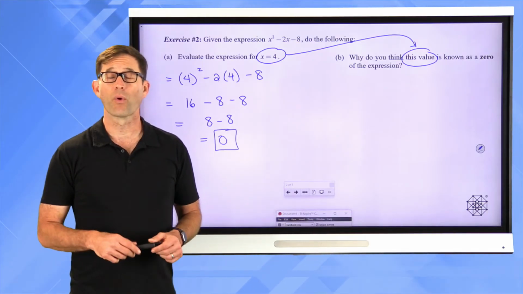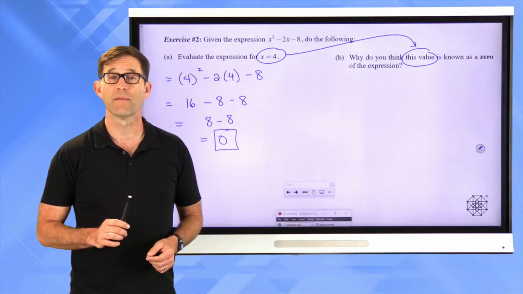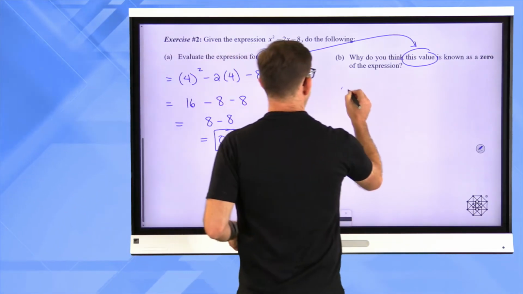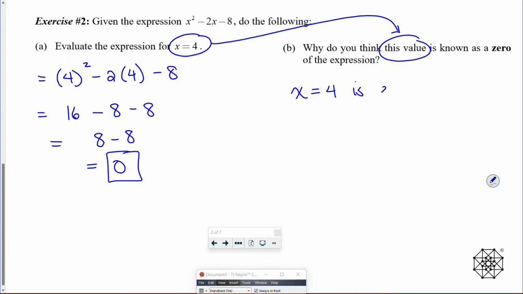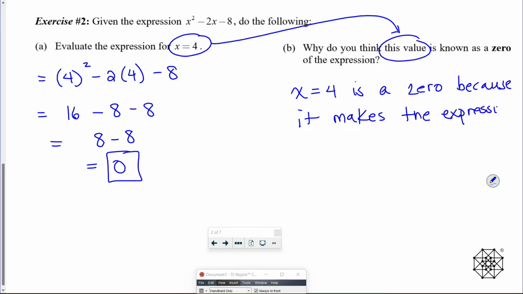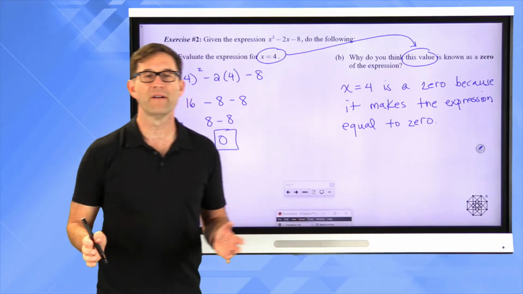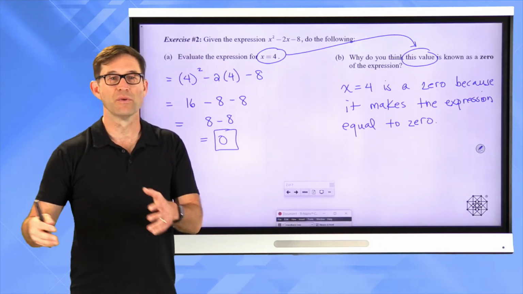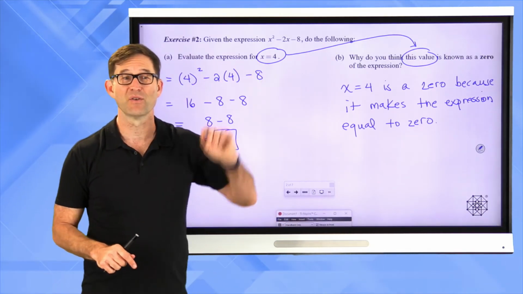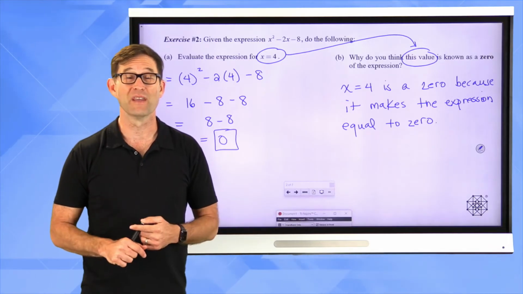Zeros of an expression are very important, all right? And we'll get into their technical definition in a moment, but hopefully you said x equals 4 is a 0 because it makes the expression equal to 0. And it's kind of fun because you think, oh, well, the only 0 should be x equals 0. But x equals 0 isn't even a 0 of this expression because it doesn't make the expression equal to 0.